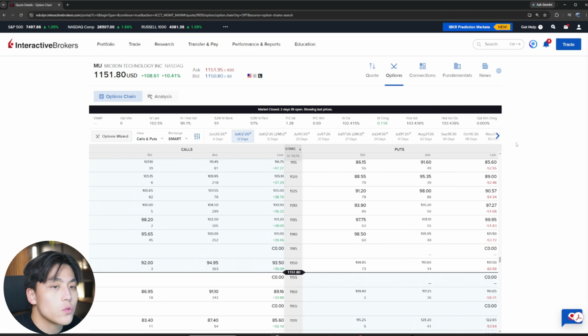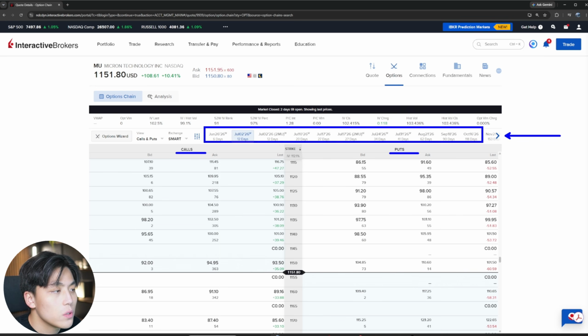MU right now is worth over $1,000 per share, and that's why, if you scroll down, the option contracts are going to be fairly expensive. As you can see right here, on the left-hand side we have calls. On the right-hand side, we have puts. What we see right above it is the expiration.